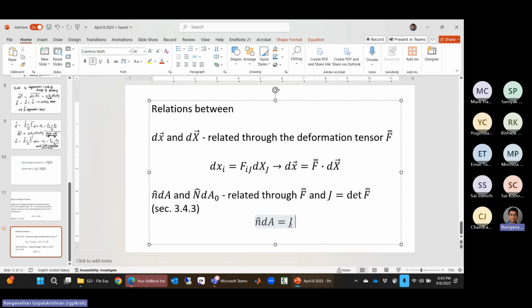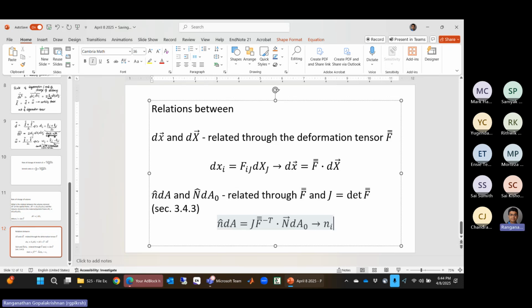You can multiply the scalar with F inverse transpose dot N dA naught. This is the vector form. In index form, this would be Ni. What is dA? dA is a scalar or a vector or a tensor.